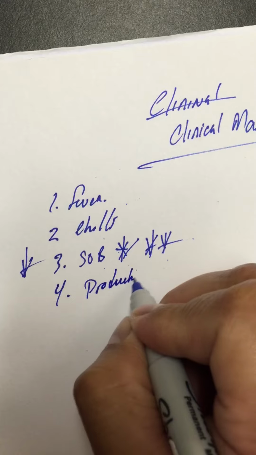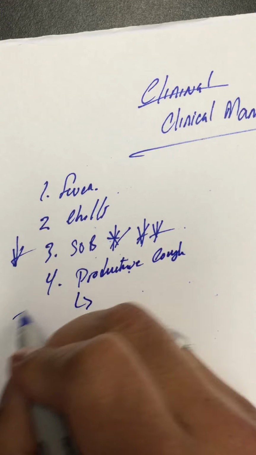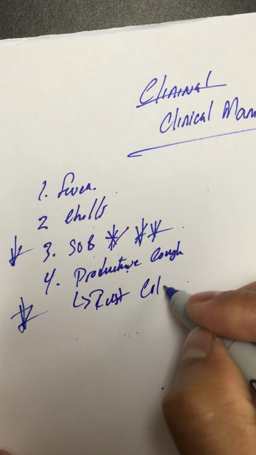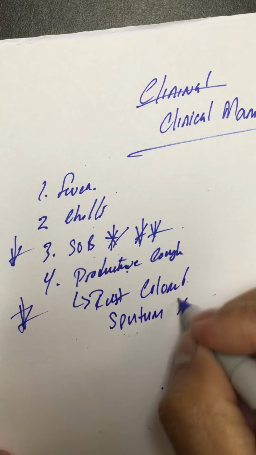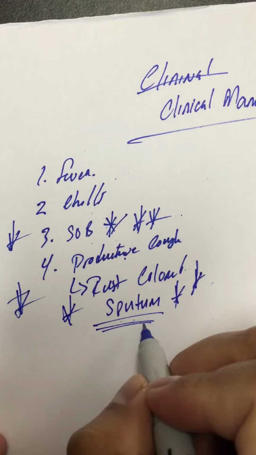Productive cough or rust-colored sputum. Very important for you to know for the NCLEX, okay? Rust-colored sputum.